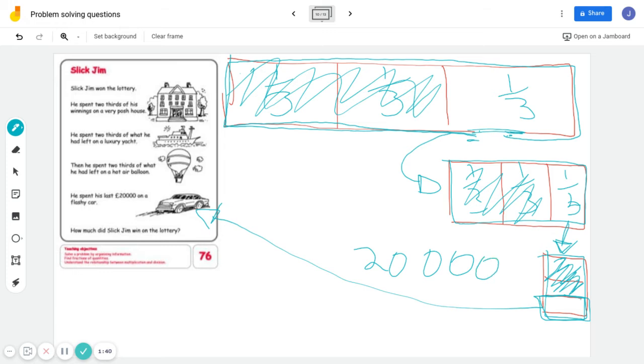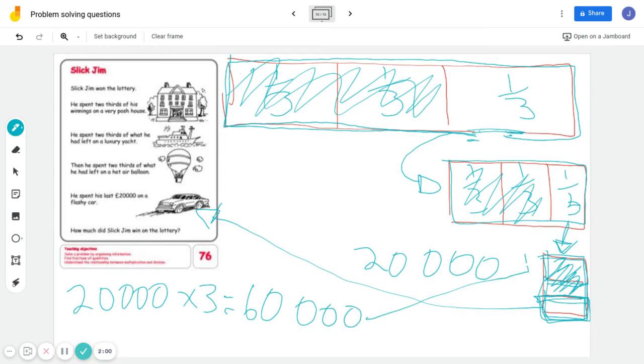So if this block is 20,000, then each one of these blocks has to be 20,000. And if there are 3 20,000s, we say 20,000 times 3 equals 60,000. Okay, so that's how much money we can see in this whole block over here. I'm going to have to change colors because the blue is getting a bit confusing. So this block over here is worth 60,000 because we figured out what this one block was worth, and we times it by 3 because each block is worth the same amount of money.